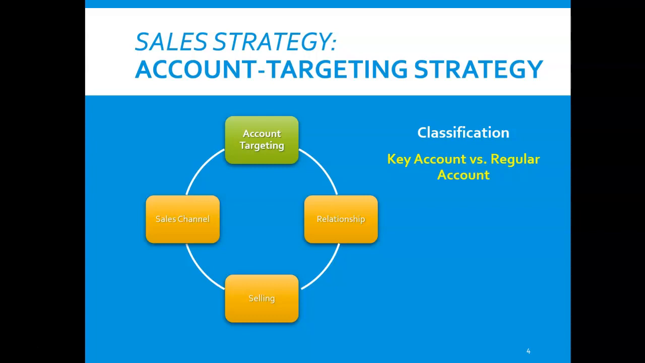The example I always use is if you think about Procter and Gamble and Walmart. Walmart is going to be a key account for Procter and Gamble. That's going to make up a large portion of their business. The other type might be a regular account. So still a good profitable account, but they don't necessarily make up as much of your business.